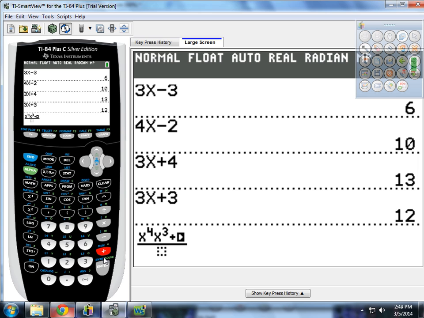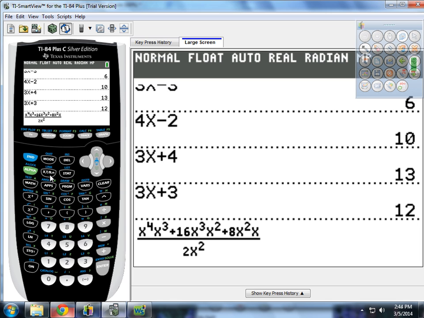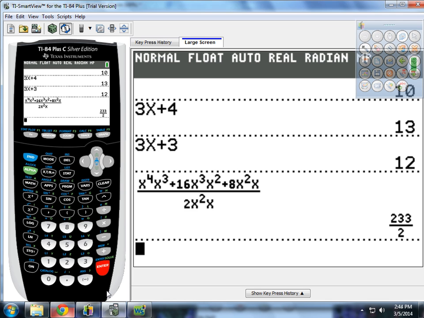then a plus sign, 16, X to the 3rd, X squared. All right, then you got plus 8, X to the 2nd, X. Drop down, 2, X squared, X. So, same exact kind of problem, only this time instead of M's and N's, we have X's. So we're going to press enter. So I am looking for 233 over 2.